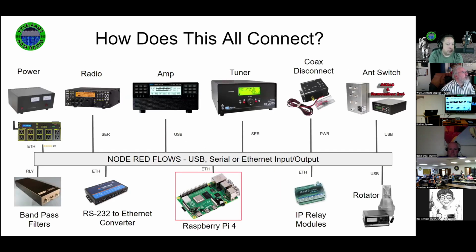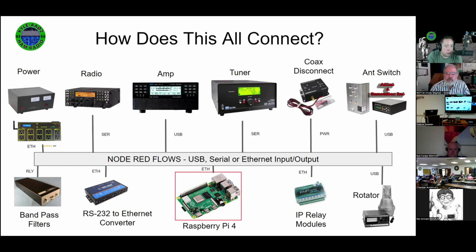So now we're getting into the nitty gritty here. How does this all connect? You've got the Raspberry Pi down there at the bottom. That's the brains of the situation. Then you've got that bus that basically is just, is it Ethernet? Is it serial? Is it USB? It doesn't really matter. It's an input or an output.